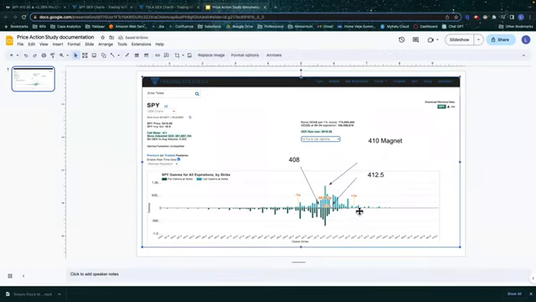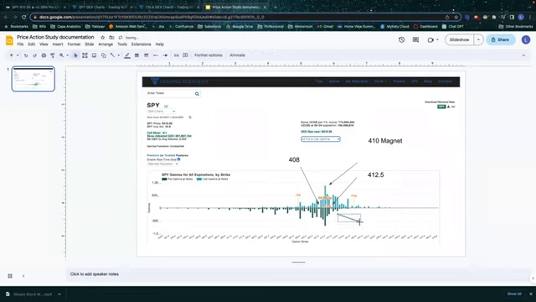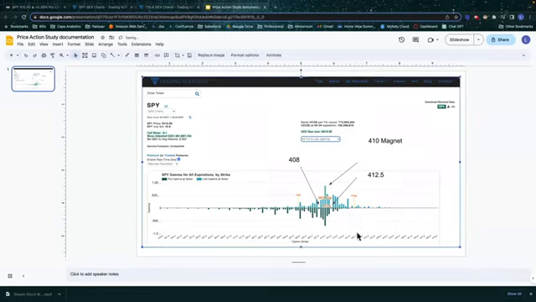And then if we were to break out above 412, we could definitely end up much higher than that.